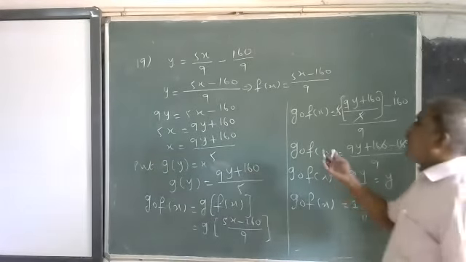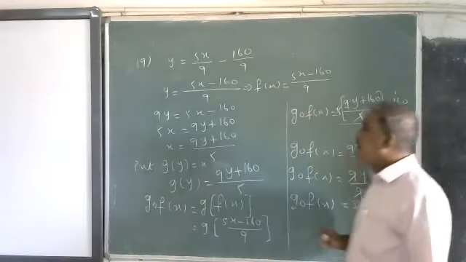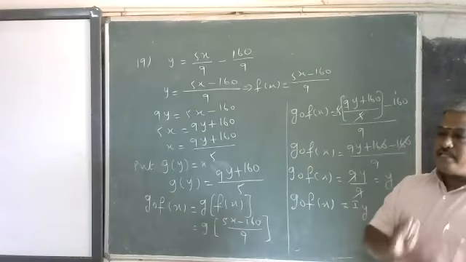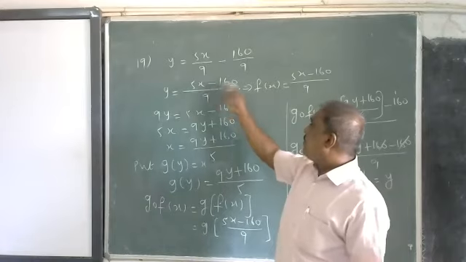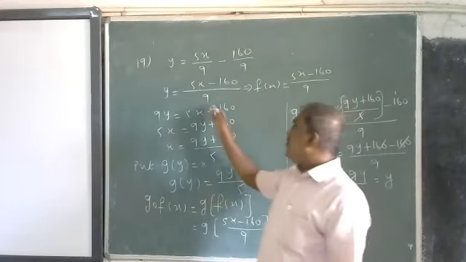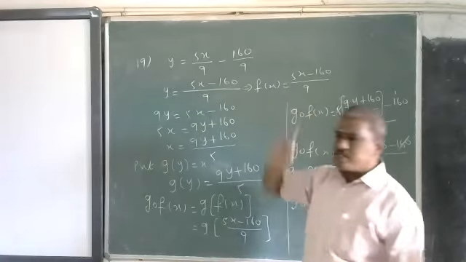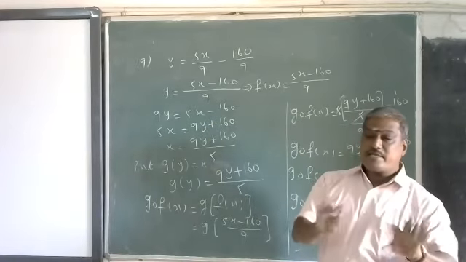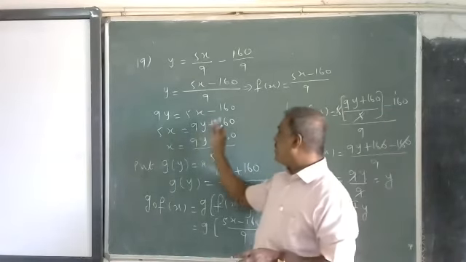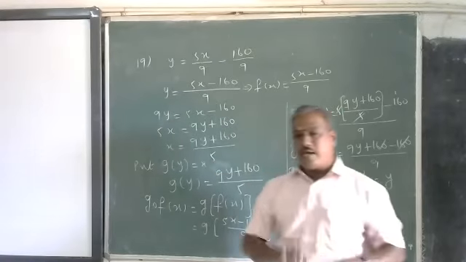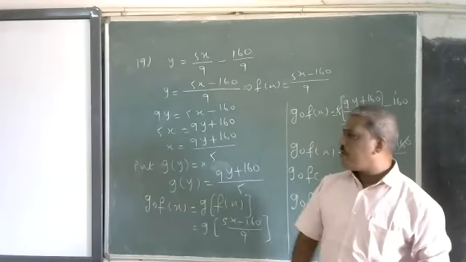Now, given the function y equal to 5x by 9 minus 160 by 9, we take the LCM of the denominator, which is 9. Multiplying by the LCM, 9y equal to 5x minus 160. Then 5x equals 9y plus 160, so x equals (9y plus 160) divided by 5.